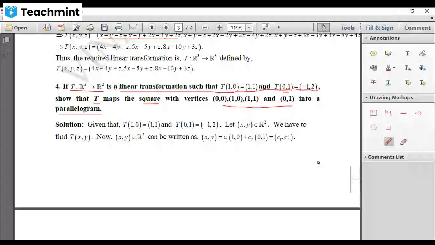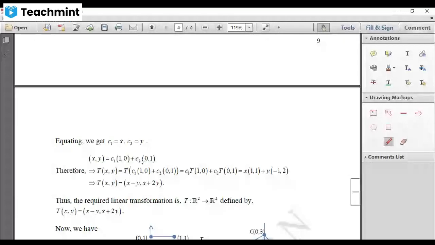If you equate these two, you'll get C1 equal to X and C2 equal to Y. Here, (1, 0) and (0, 1) are the standard basis. When you use standard basis vectors, these scalars are nothing but the coordinates: this will give you the X coordinate, so it is equal to X, and this will give you the Y coordinate, so it is equal to Y. If it is an ordered triplet, you'll get C3 equal to the Z coordinate. That's it. So your C1 is X and C2 is Y.